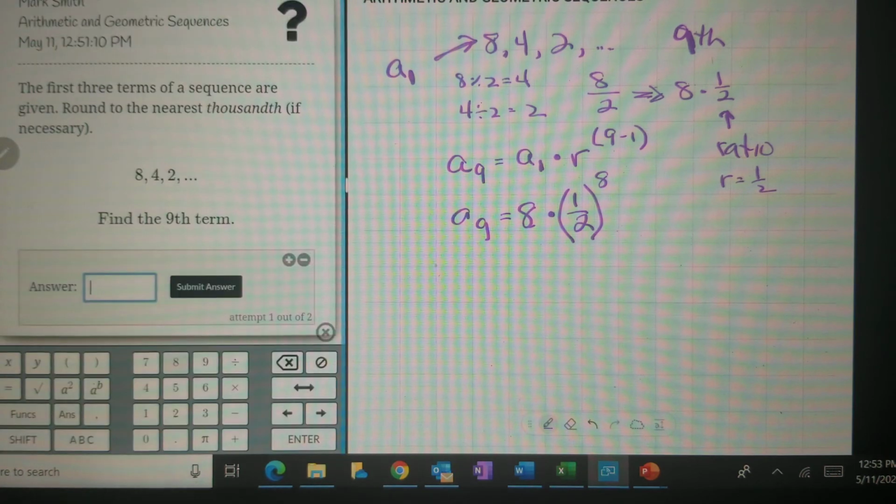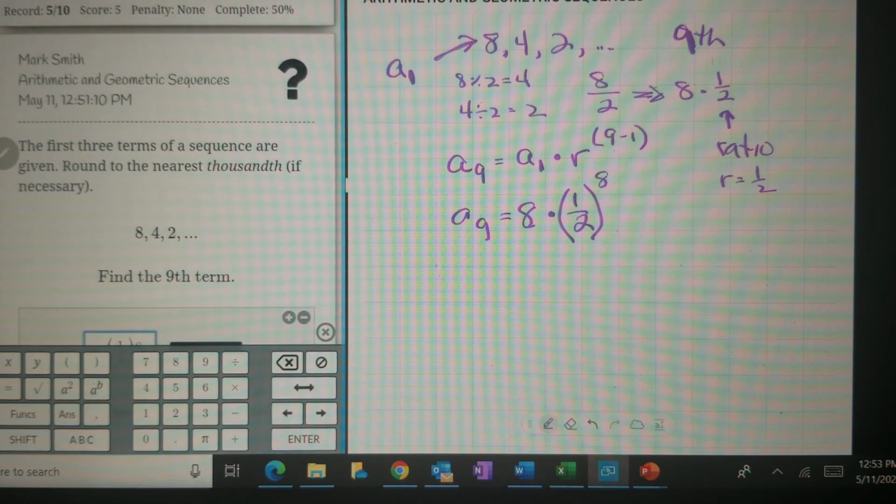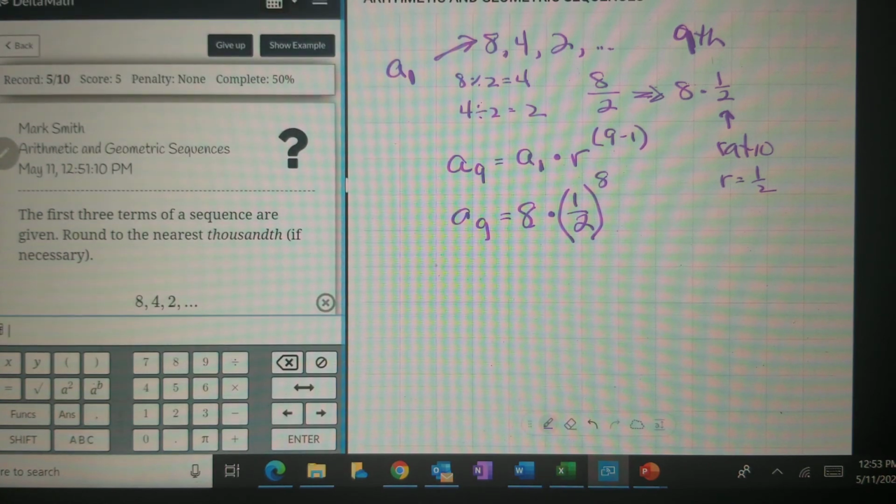All right, so we're going to do 8 times 1 divided by 2, and then I hit this little button here and say to the 8th power because I want the 9th term, and hit enter. That was dumb, huh? Hey, Mr. Smith, that's dumb. You're supposed to be putting this into the calculator, not into the answer. Yes, I was. Sorry about that.